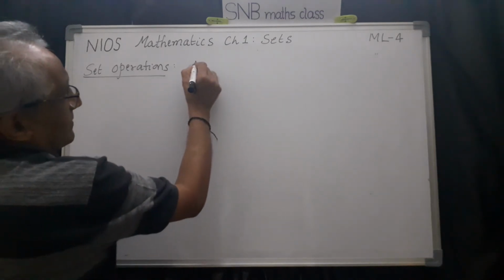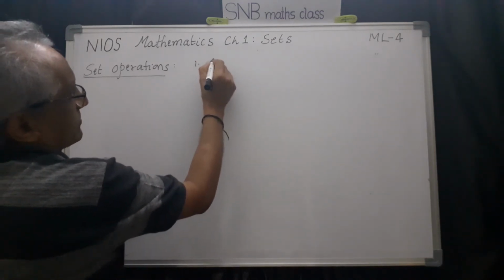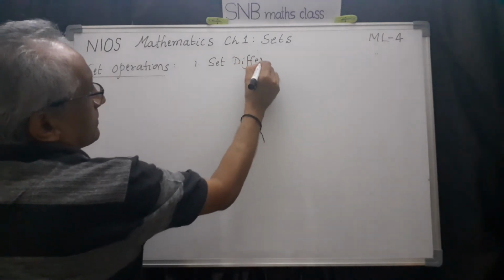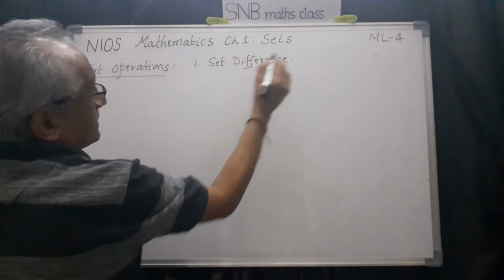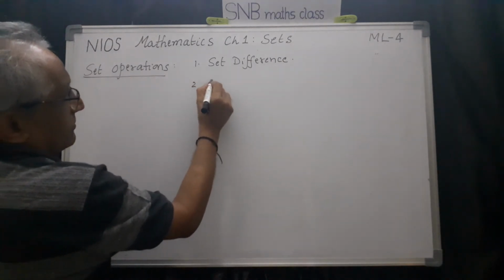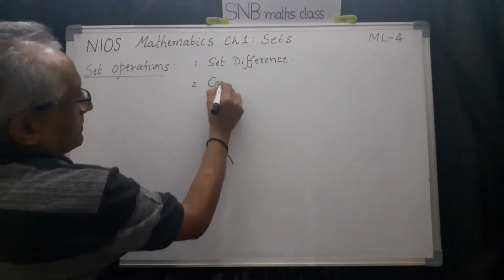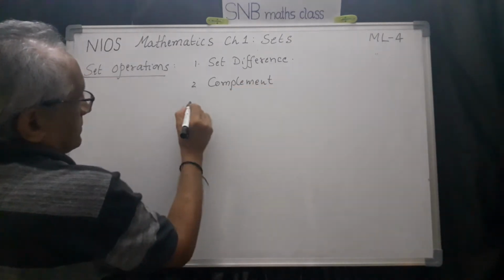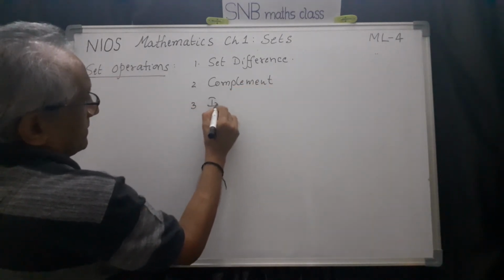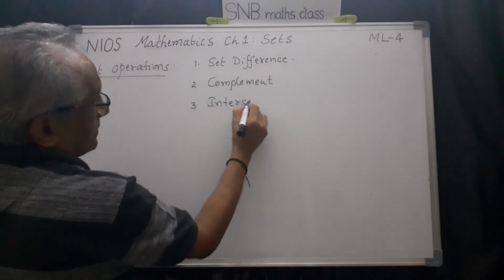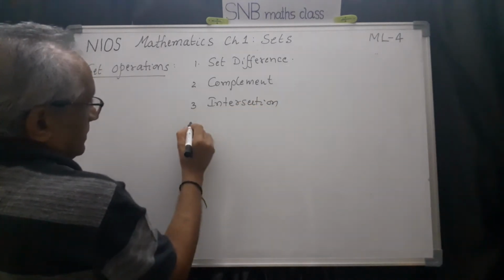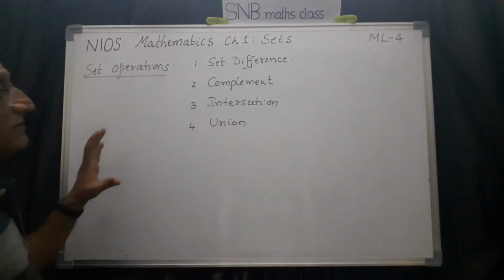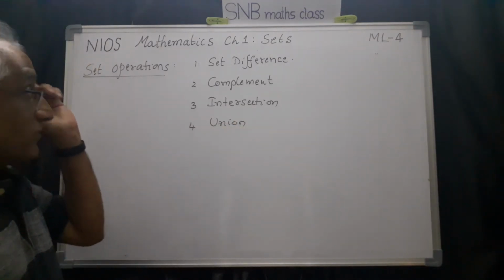So these are the operations we define. First one is called set difference. Set difference. This is one operation. Second one is complement. Complement. Third one is intersection. Intersection. And the last one is union. So these are the four operations we perform on sets.